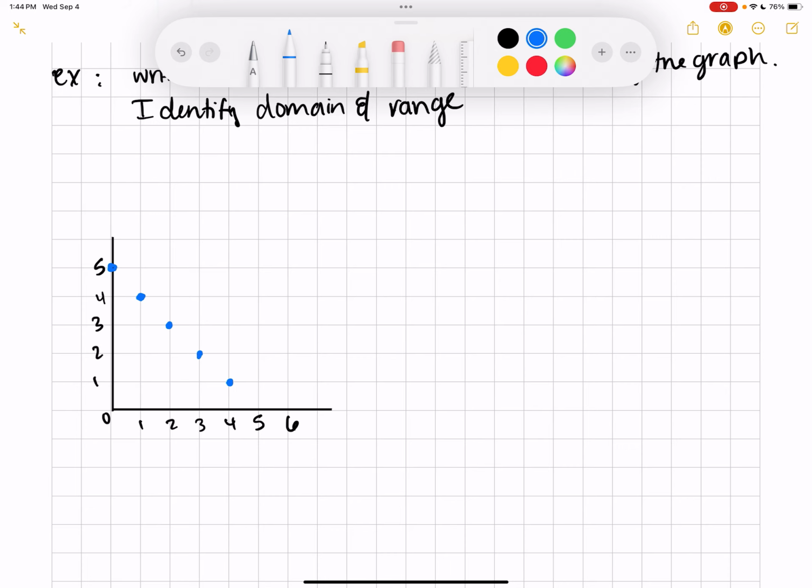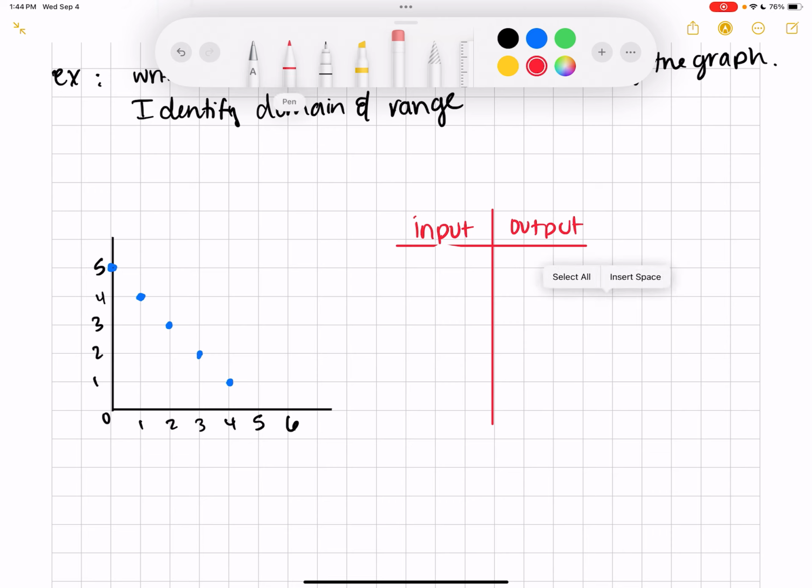So my recommendation is to make a table of the input-output values that are given to you so that we can ultimately write our equation. So I'm going to do input, output. So what's my first point? 0 and 5, so 0 on the x, 5 on the y. So that's the first one.